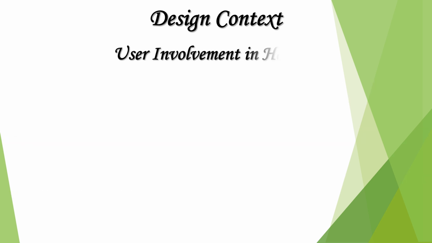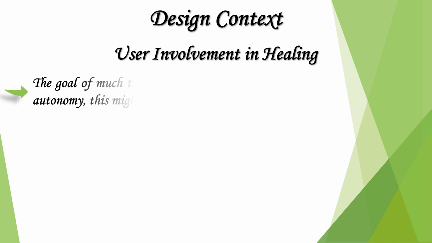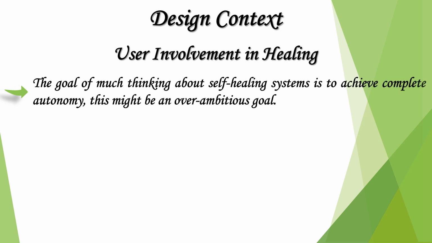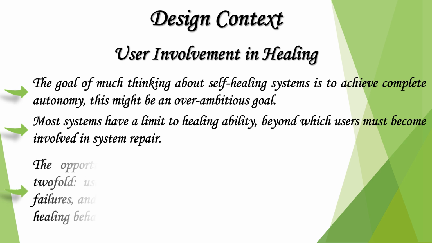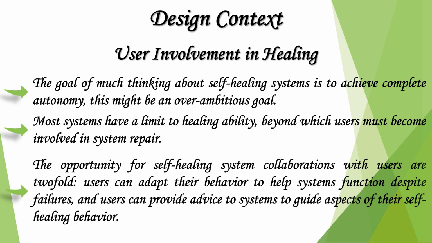User involvement in healing. The goal of much thinking about self-healing systems is to achieve complete autonomy. This might be an overambitious goal. Most systems have a limit to healing ability, beyond which users must become involved in system repair. The opportunity for self-healing system collaborations with users are twofold. Users can adapt their behavior to help systems function despite failures, and users can provide advice to systems to guide aspects of their self-healing behavior.